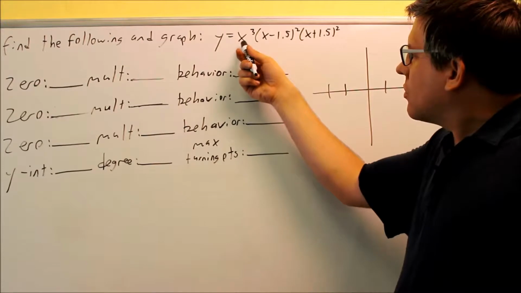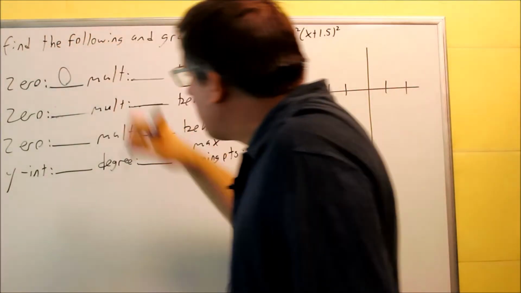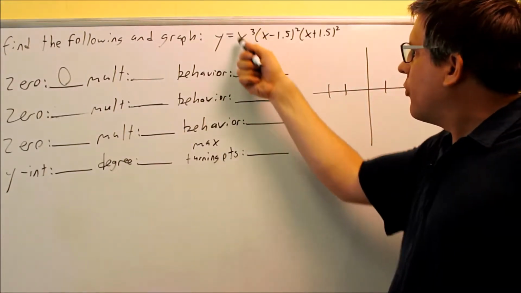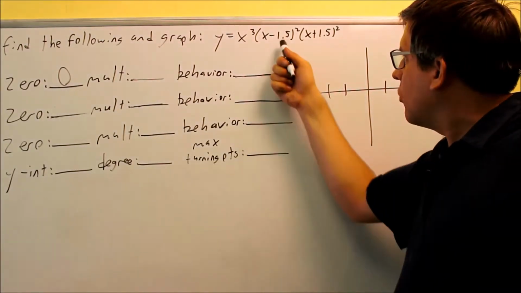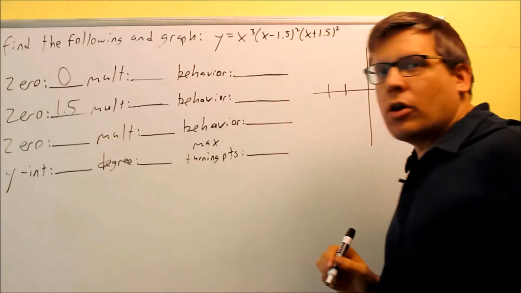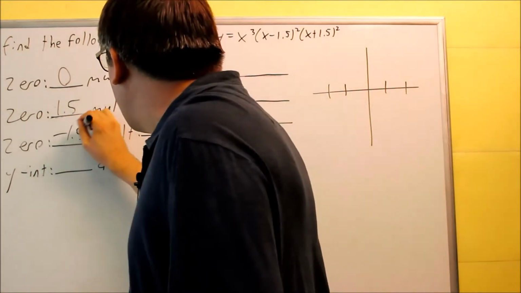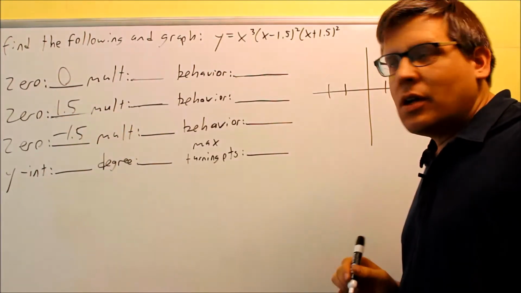So for each of these, the first one, that's part separate. The x-intercept there would be 0. If you set this first part equal to 0, you get 0. The second one, if you set it equal, you're going to get positive 1.5. When you set that one equal, you're going to get negative 1.5. So those are the zeros.